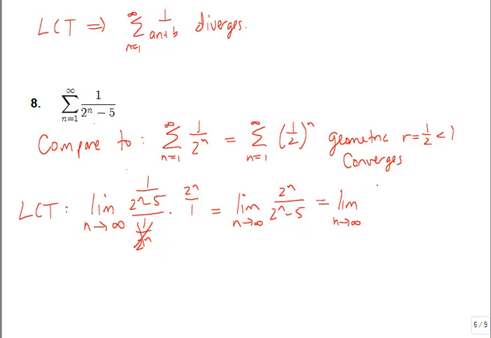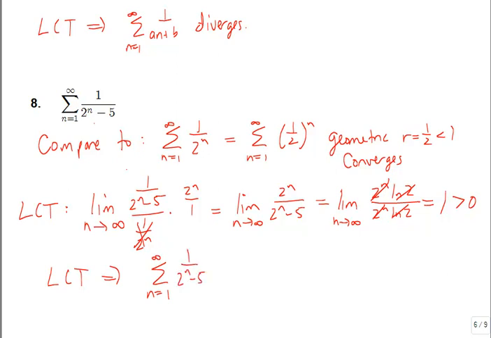the derivative of 2 to the n is 2 to the n back again times the ln of 2, since your base is not an e. The derivative on the bottom is also 2 to the n ln of 2, and the minus 5 goes to 0. So these all cancel, which means this limit is 1, which is definitely something greater than 0, and that's what we want. So the limit comparison test tells us then that this series here acts the same way as our known series. And since this known series converged, then so does our unknown series.